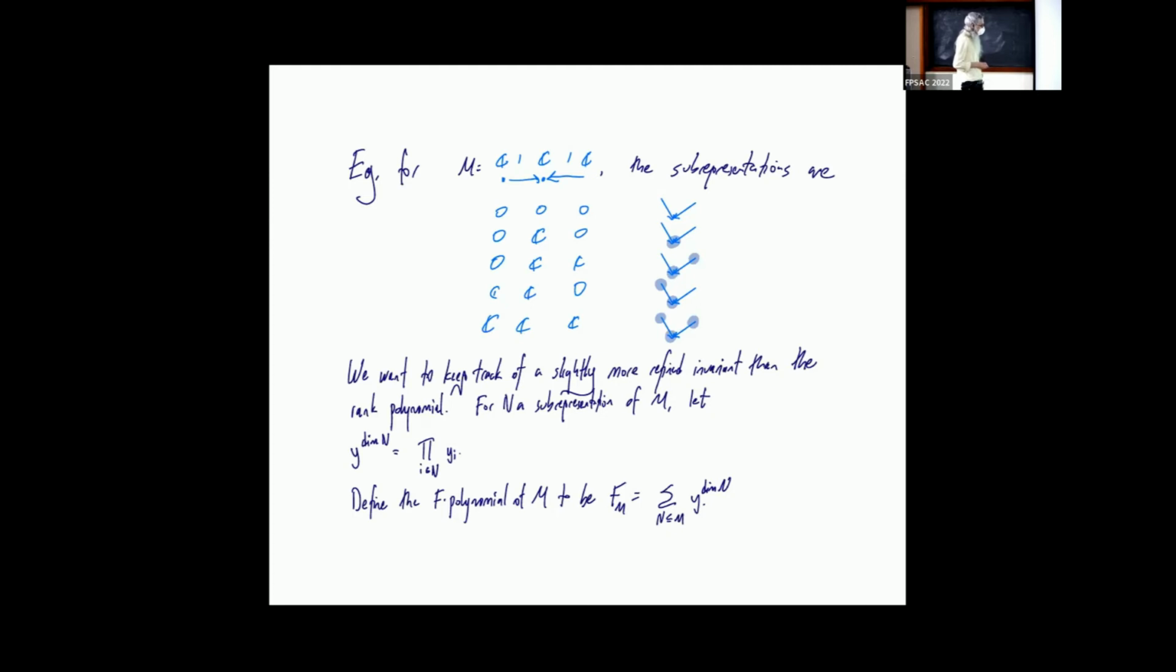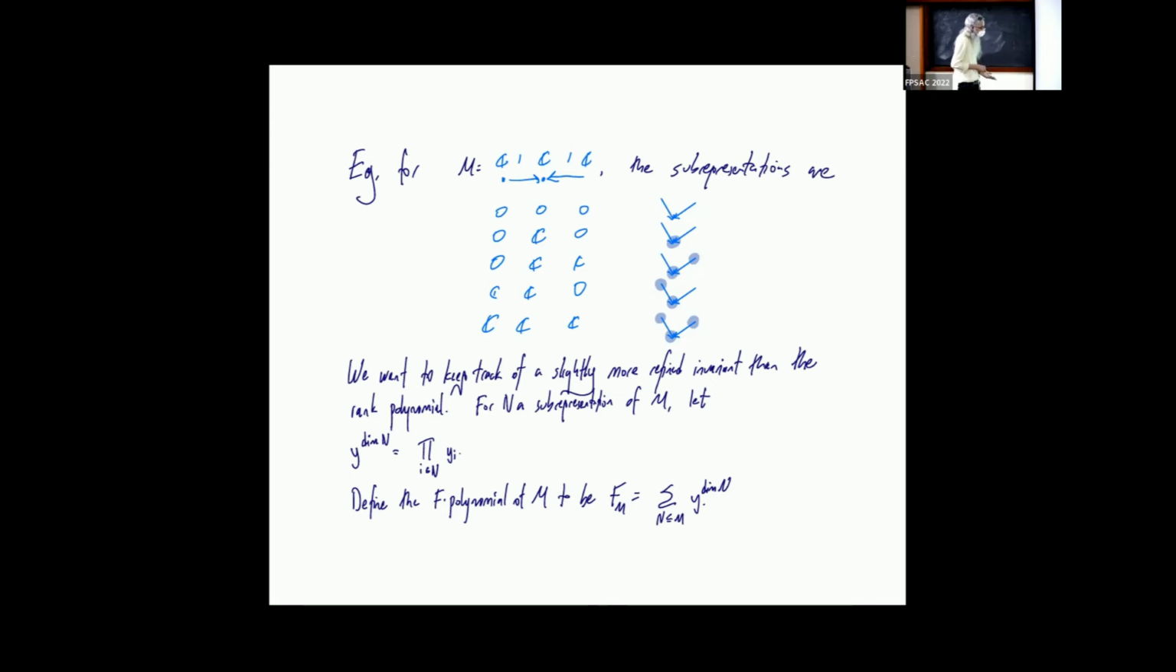What I want to do, if I have a subrepresentation N, is write y to the power of dim N, the product over all the vertices that appear in the subrepresentation of y_i. The F polynomial is going to be the sum over all subrepresentations of these y to the dim N's. So I'm taking these sums of monomials in the y's. If I were to set all the y_i's equal to t, that would be exactly the rank polynomial. But I want to remember the different y's, and so this is what I do. Okay, so this is the F polynomial.